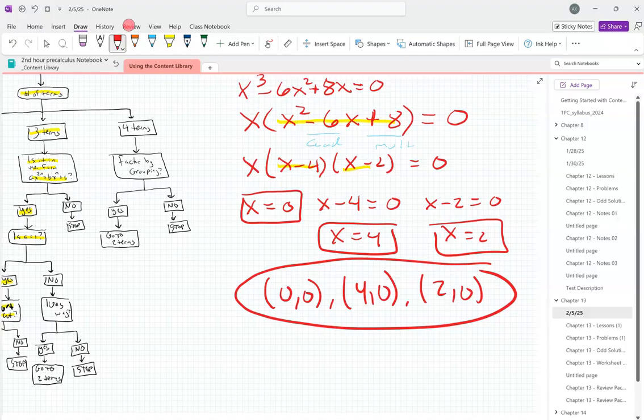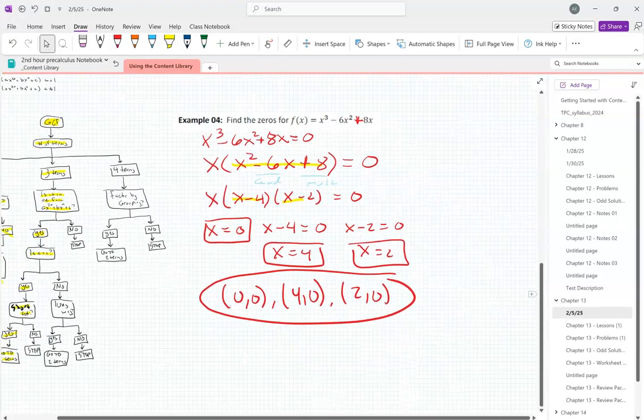Does that feel okay there? Did you guys see how I'm using that flow chart? It's pretty helpful, right? Let's do a Mr. Kulik example.